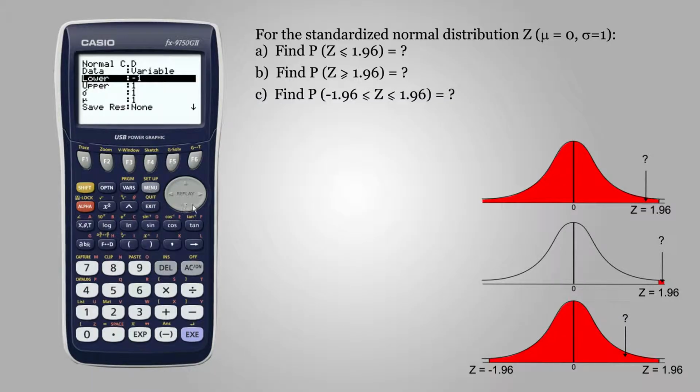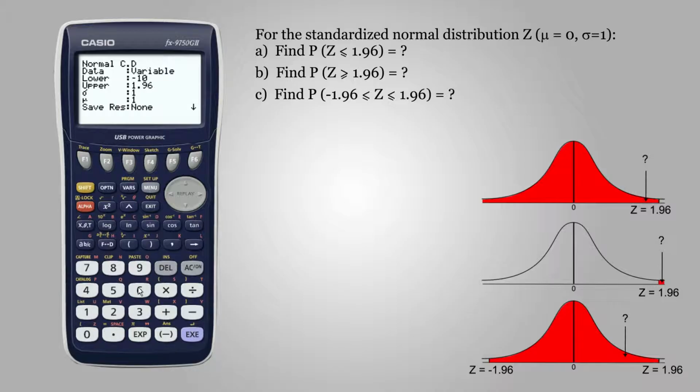Pick a small number for the lower bound. You can use a value less than mean, which is 0, minus 6 standard deviations. So any value less than minus 6 would work. We can choose minus 10 and execute. The upper bound is 1.96 and execute.